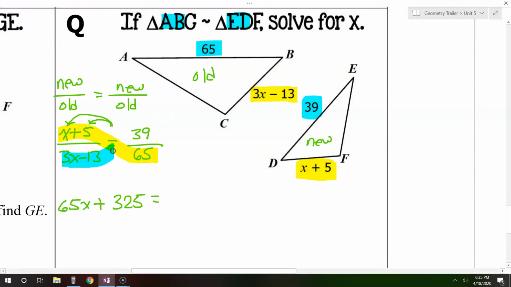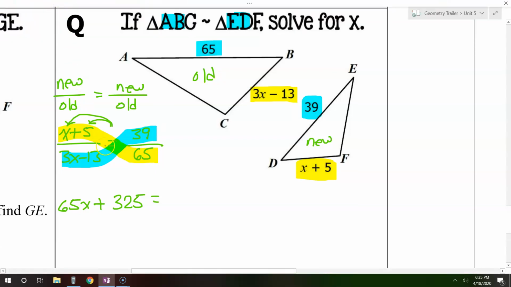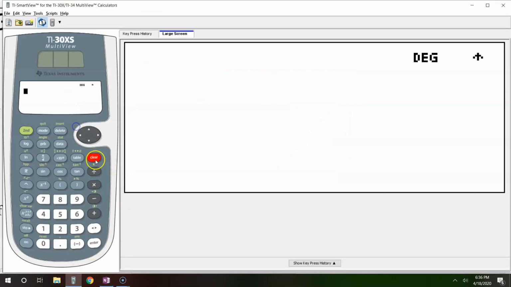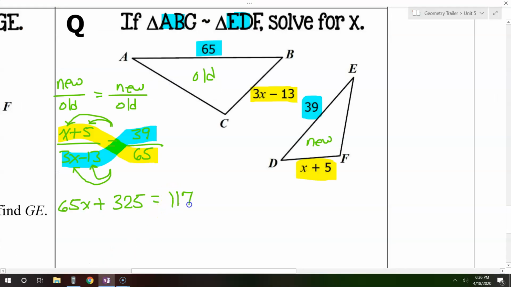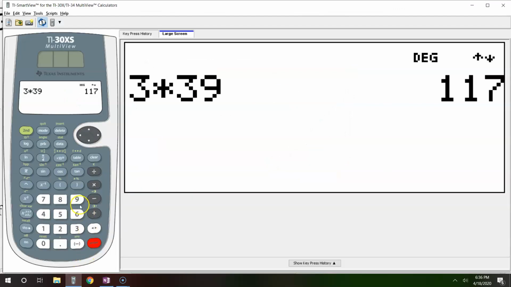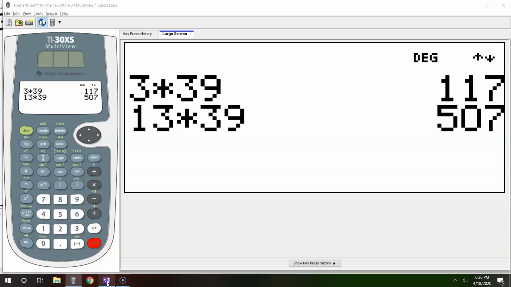All right, now let's look at the other diagonal and another distributive property. I'm going to take this 39 and I'm going to multiply it by 3x and negative 13. Okay, so that's going to be 117x minus 507.